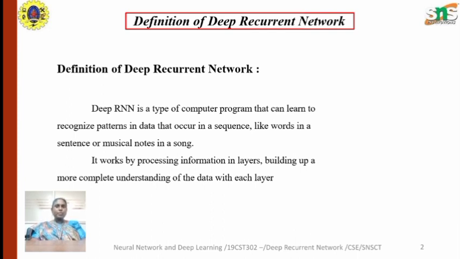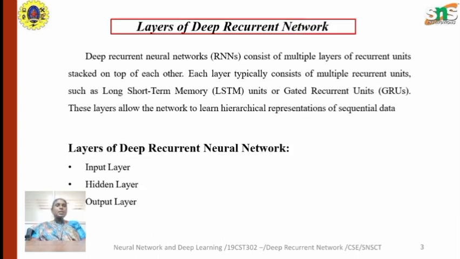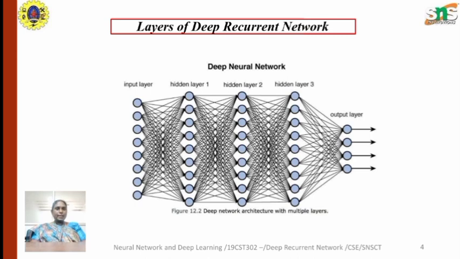This persistence of information enables the network to capture patterns over time, making it ideal for tasks involving sequences like speech recognition, machine translation, and sentiment analysis. The layers of a deep recurrent neural network: it consists of multiple layers, each serving a specific purpose in processing sequential data, like the input layer, recurrent layers, hidden layers, and the output layer. And here is a diagram that shows you the basic layers of a deep recurrent network.